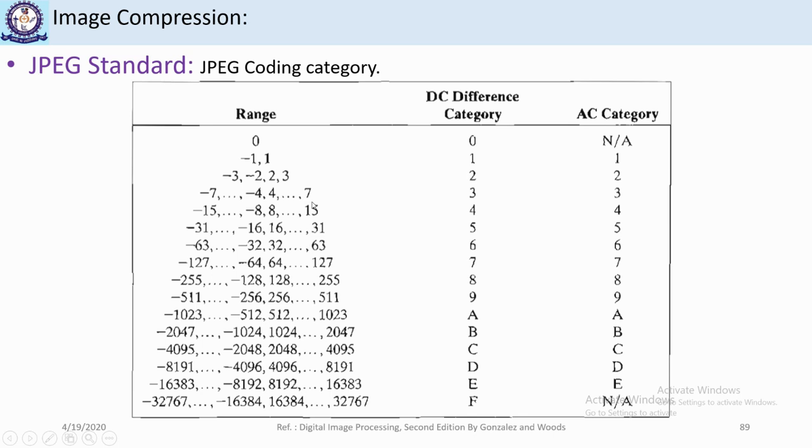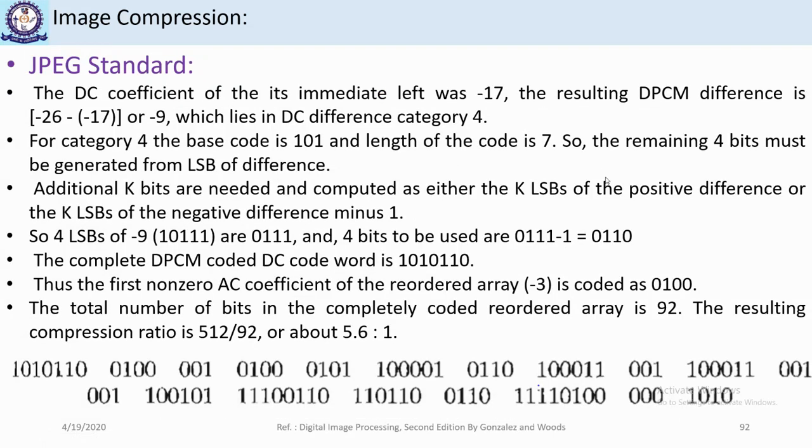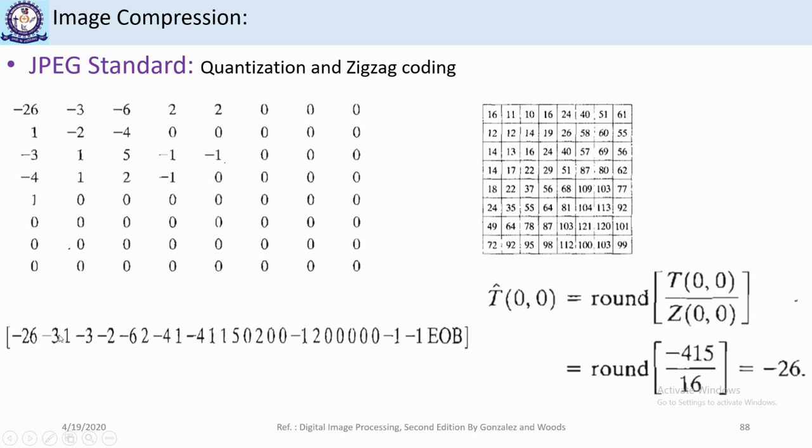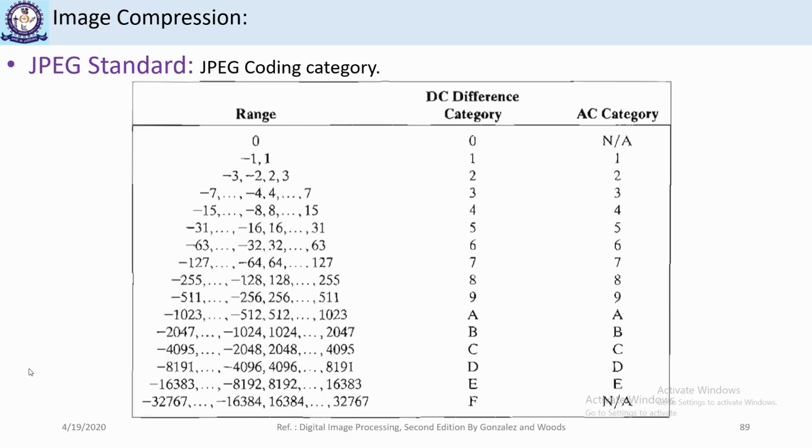For this we will find the AC category. So -3 falls in this range, and the AC category is 2. Once we have found the category for the AC coefficient, we need to find how many zeros precede this AC coefficient. Before -3 there is no zero, so the run value will be 0 for this coefficient.